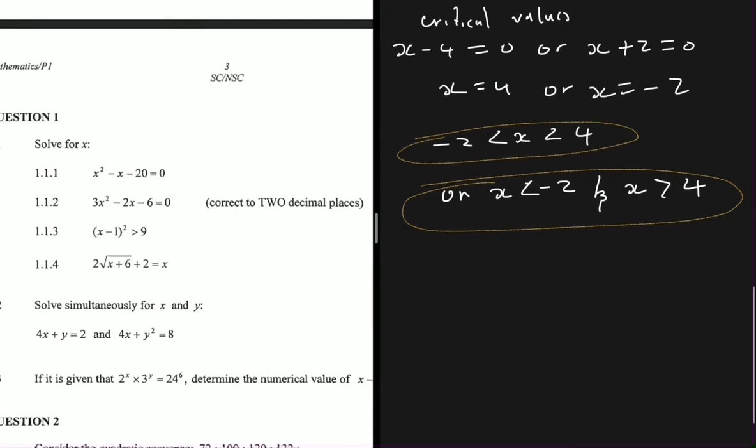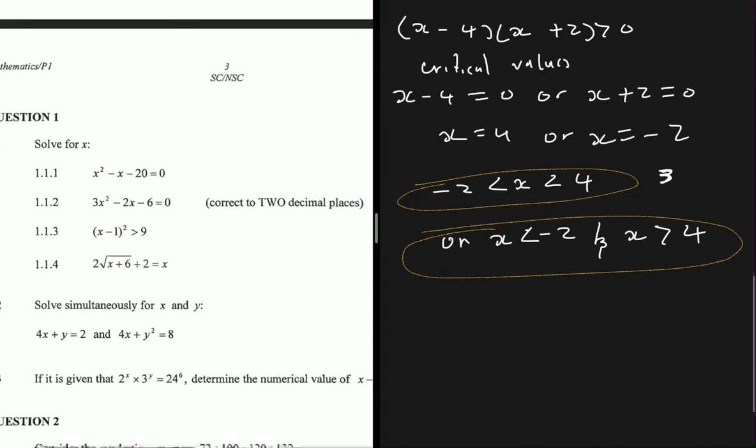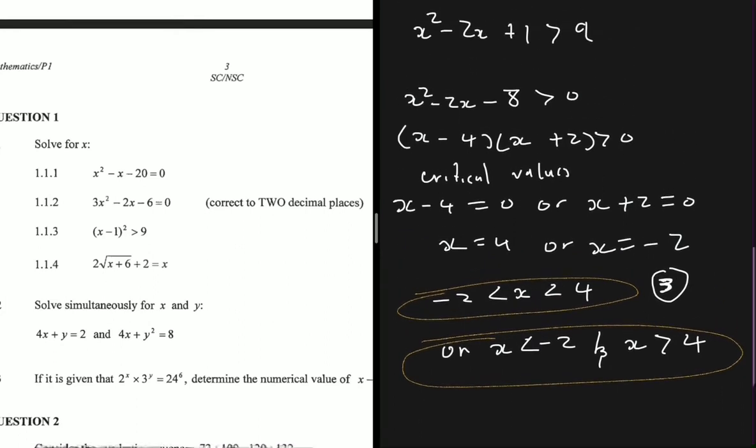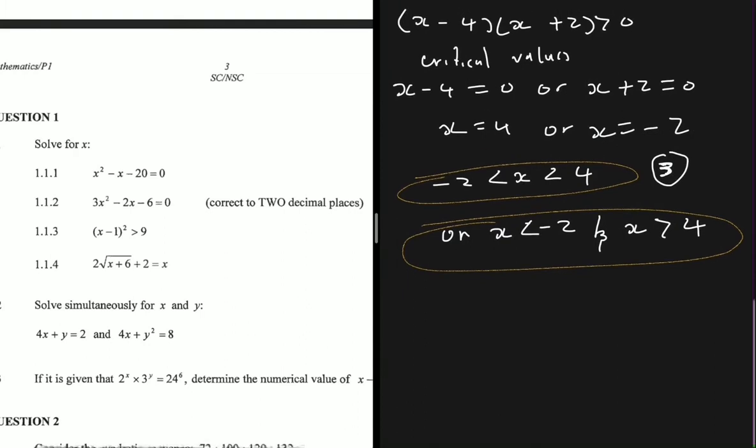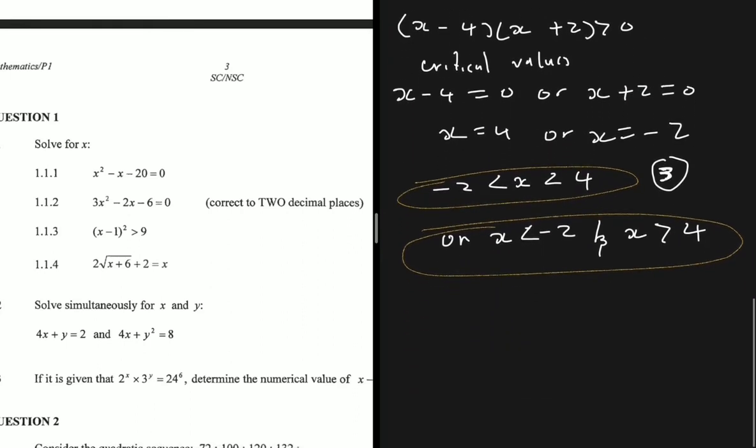So what we are going to do to prove if the first solution is correct, we're going to substitute 3 into the equation, right? Why am I substituting 3? 3 is a number between minus 2 and 4, right? So if 3 gives me a solution which is greater than 0, then this first option is true, then the other one is not. If 3 gives me a number that is less than 0, then the first option is false and the second option is true, right? So let me put that in the calculator.